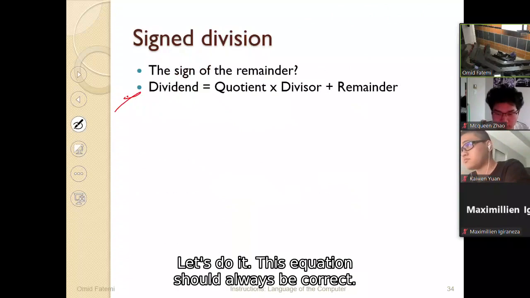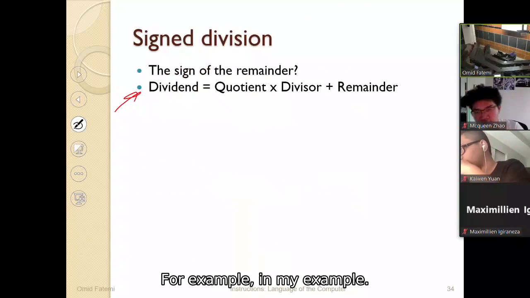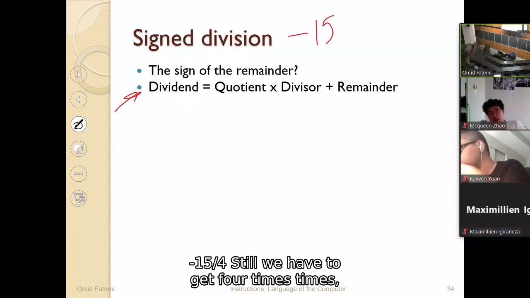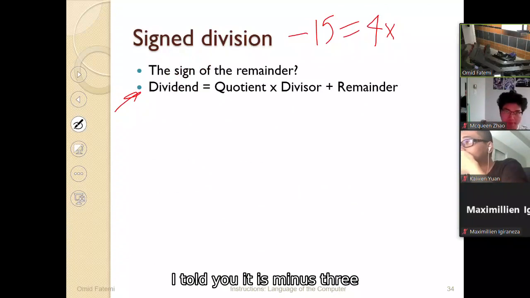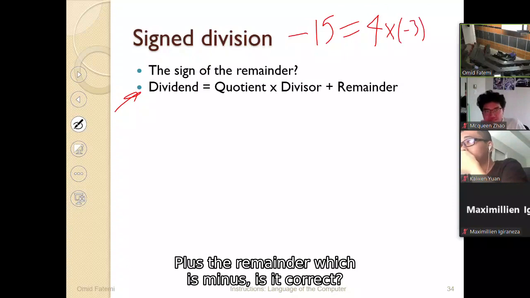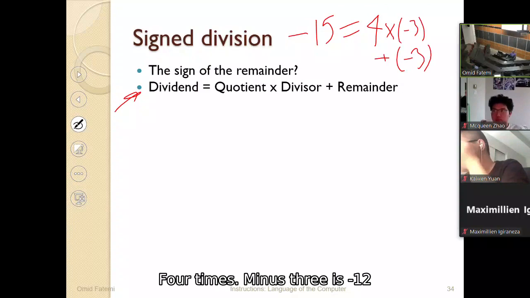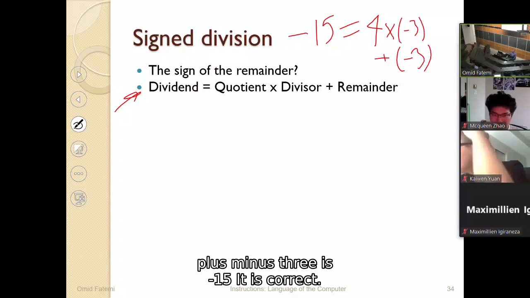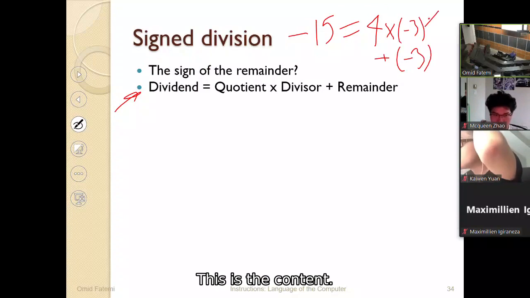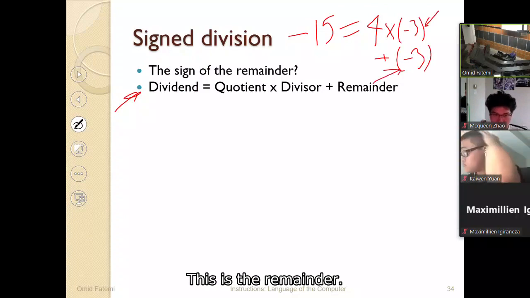This equation should always be correct. For example, in my example, minus 15 divided by 4. So still, we have to get 4, the divisor, times the quotient. The quotient, I told you, is minus 3, plus the remainder, which was minus 3. Is it correct? 4 times minus 3 is minus 12, plus minus 3 is minus 15. So it is correct. So this is the quotient, this is the remainder.